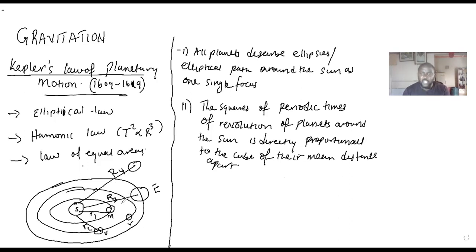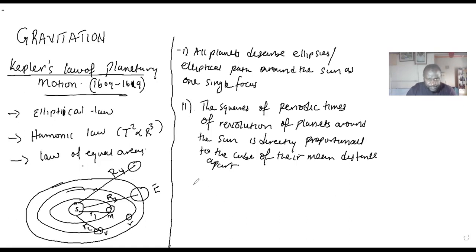Now, the period the Earth takes, which is 365 days, the square of that period is directly proportional to the cube of the distance from the sun to the Earth. That is what this law predicts. This is what the harmonic law states. That the square of the period of revolution of the planet around the sun, the years it takes to move around the sun, is always directly proportional to the cube of the mean distance apart. Okay? I hope you have understood that law.